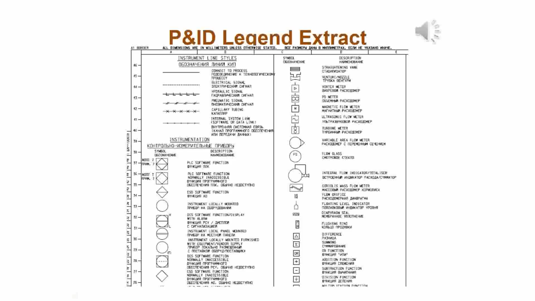There are many symbols used in documents, mostly in two of them, piping and instrumentation and loop diagrams. And in this lesson, we will illustrate and explain the most important of them. Documentation containing piping and instrumentation and loop diagrams begins with the legend containing the explanation of symbols. Here are some extracts of a legend.